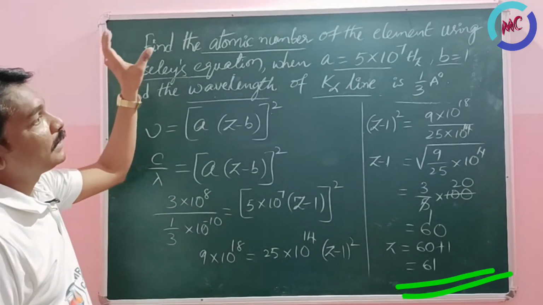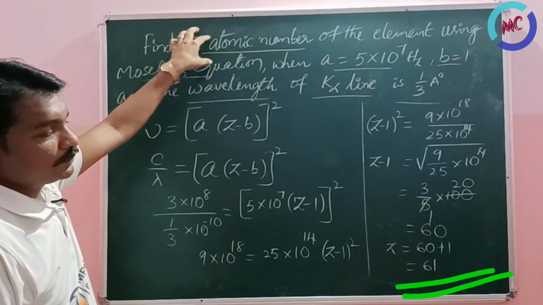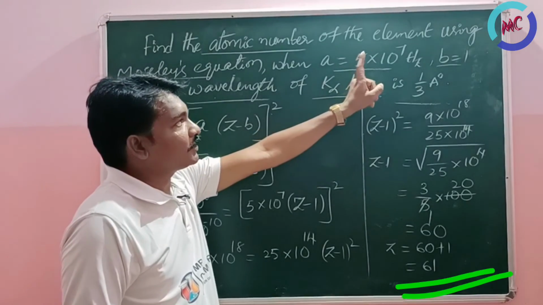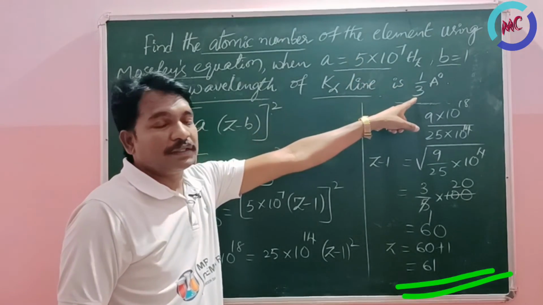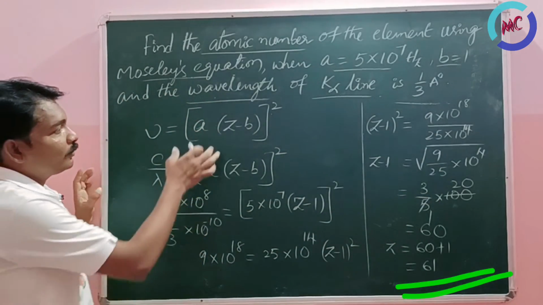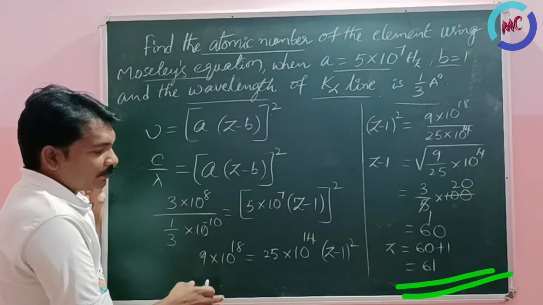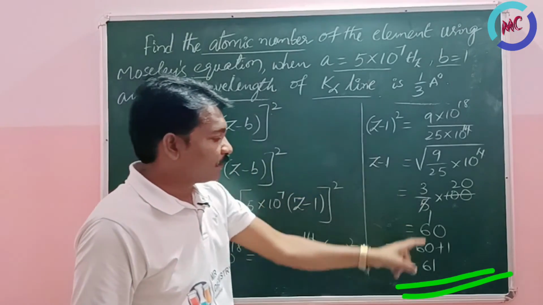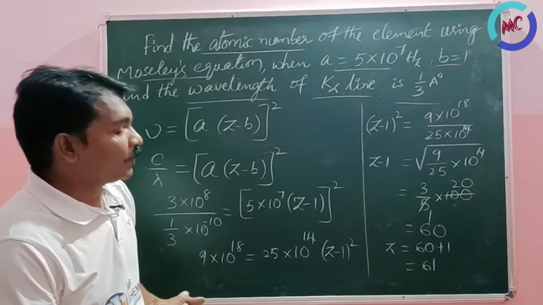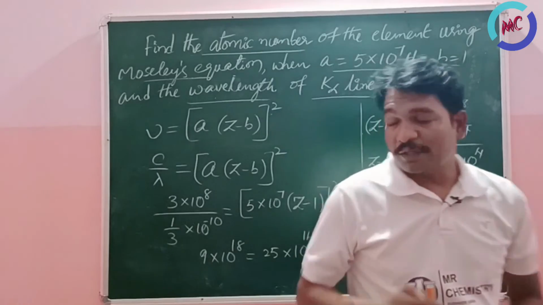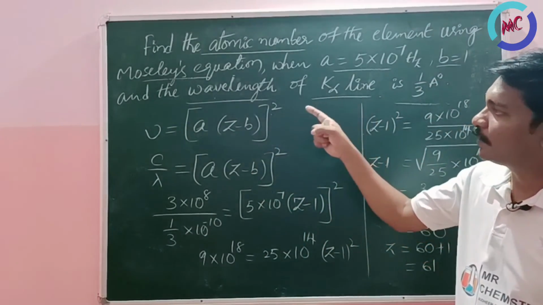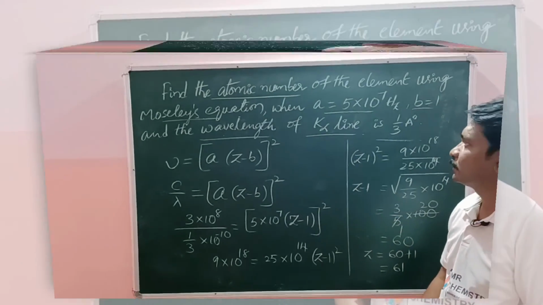Let us check this once more. Here they are asking for the atomic number. We have to find the atomic number using the constant values A and B, and they gave the wavelength, that is 1 by 3 angstroms. Using Moseley's equation, we substituted the values, and finally we got the atomic number Z equal to 61. Here we learned that using Moseley's equation, we can find the atomic number, and we can find the frequency and also the wavelength.